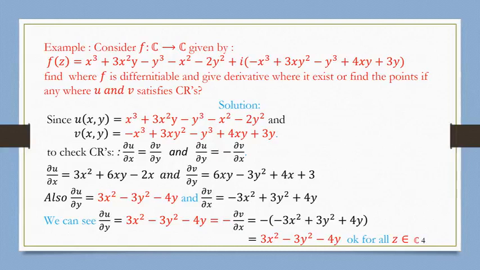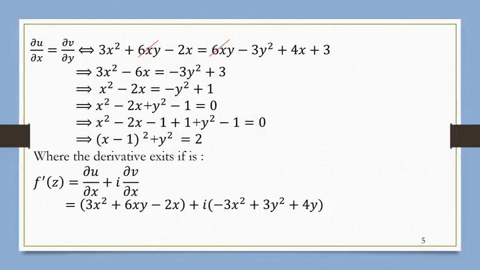We say that for the first part of the Cauchy-Riemann equations, we need del u over del x equal to del v over del y. Here del u over del x is 3x squared plus 6xy minus 2x, so it is not equal to del v over del y. So for this function to satisfy the Cauchy-Riemann equations, we suppose that they are equal, because we need to find when this function satisfies the condition of the Cauchy-Riemann equations.